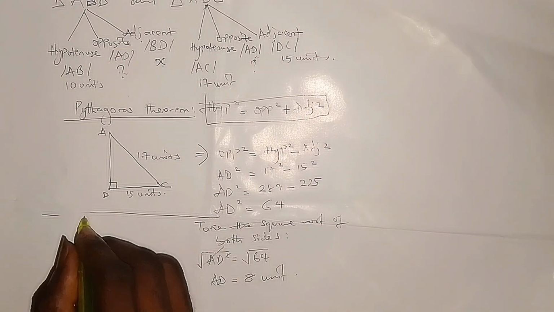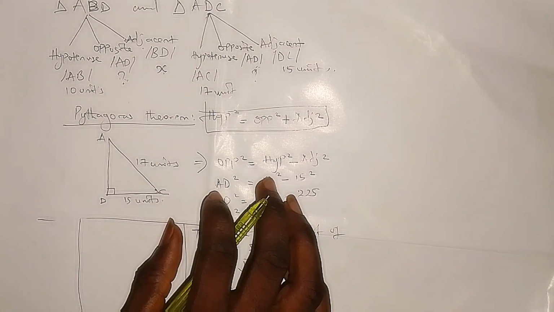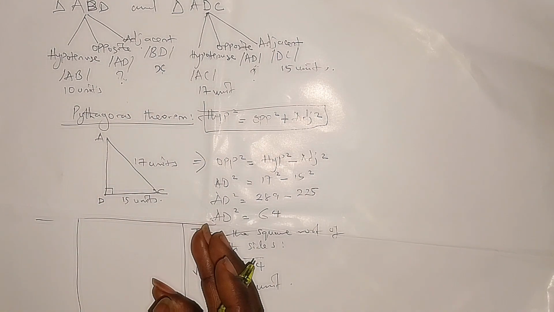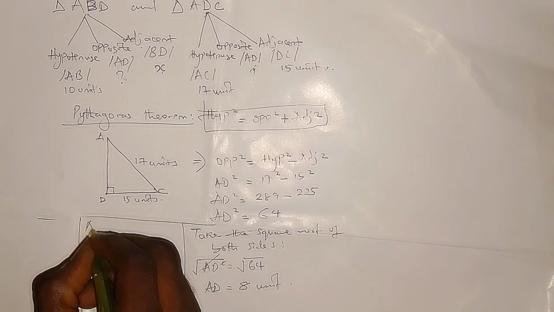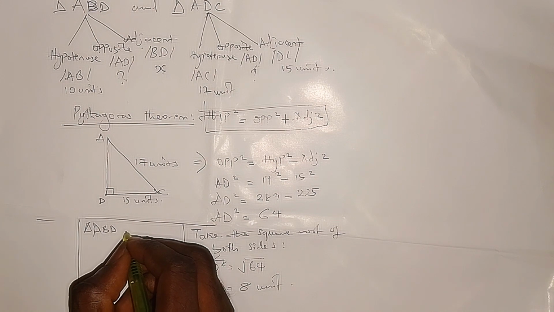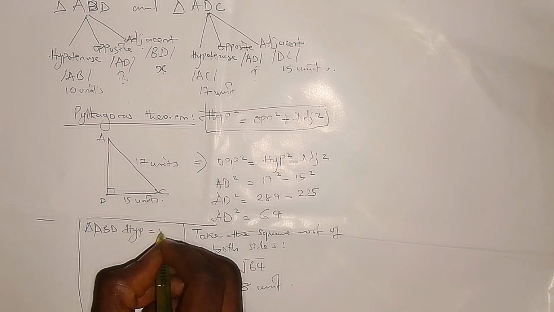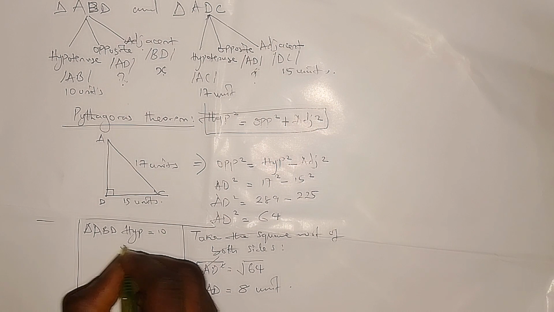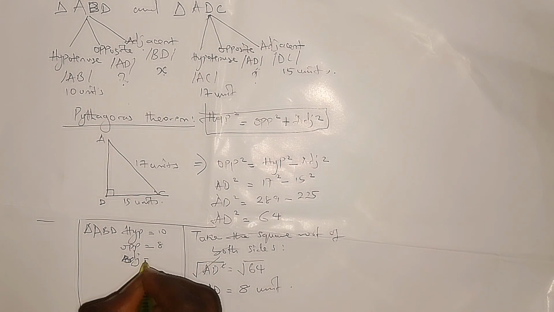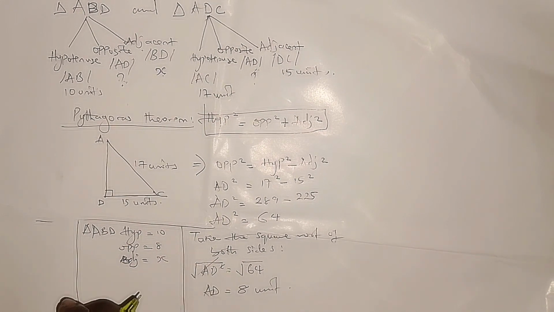Now, why did we find AD? It's based on this, because for us to get our X, we need to have the common side, which is the AD, and the other triangle, which is triangle ABD. We're having its hypotenuse as the 10 units. We're having its opposite now as 8 units. So therefore, BD, which is the adjacent, is now the what? The X. So again, we're going to use our Pythagoras theorem to find our adjacent.